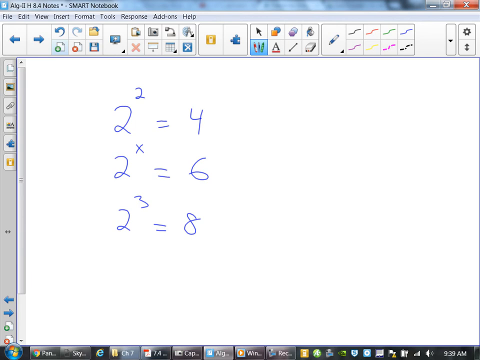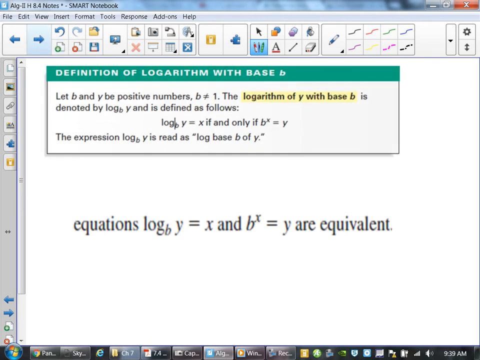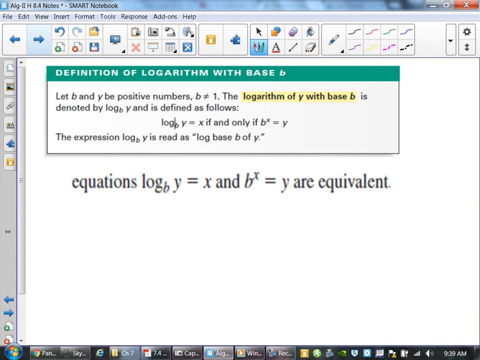So anyway, here's what happens. Logs, this is the important terminology of how we say it. We say it's log base b of y equals x, and b to the x equals y. Those two statements are the same. Log base b of y equals x, b to the x equals y.